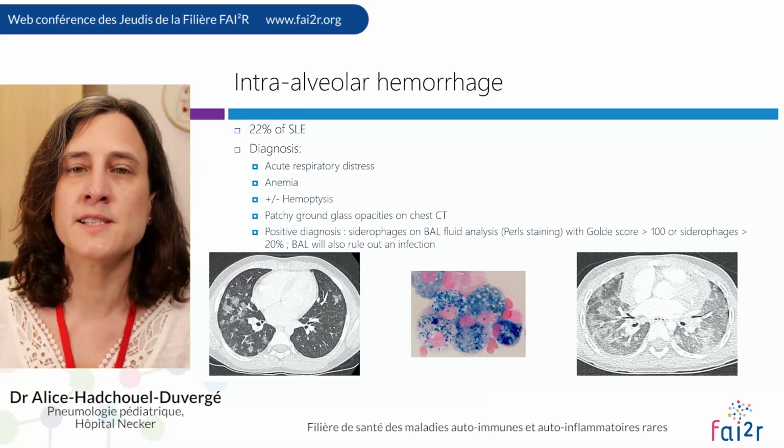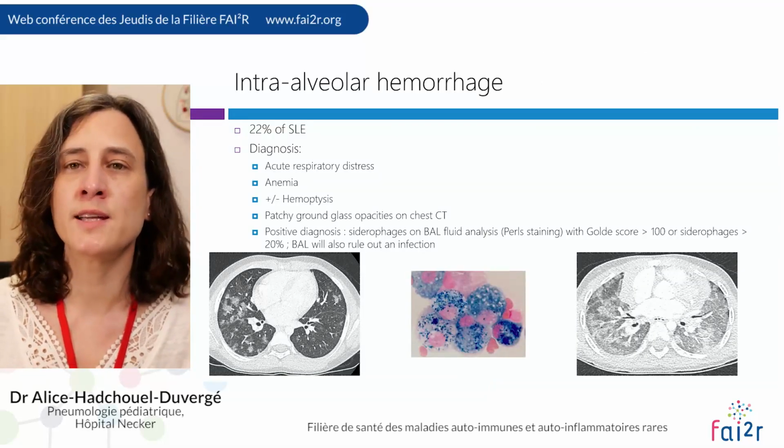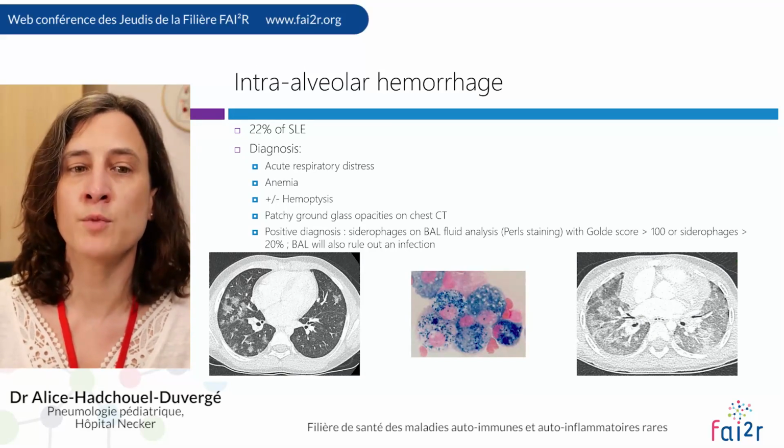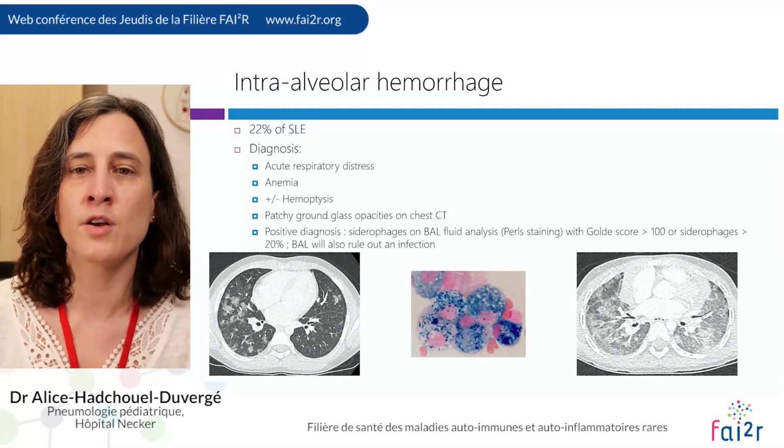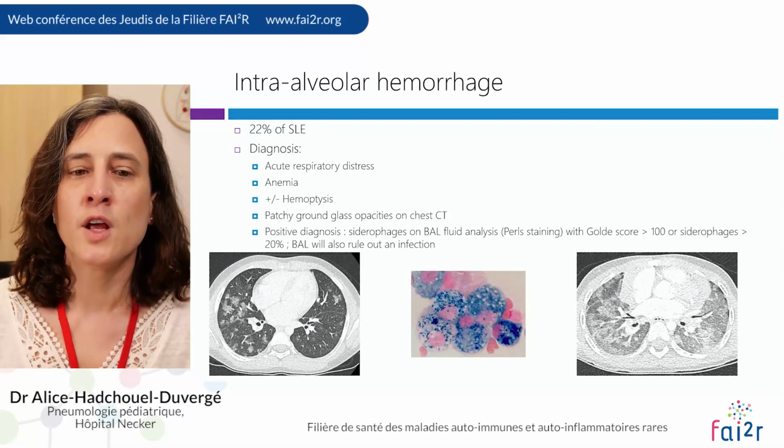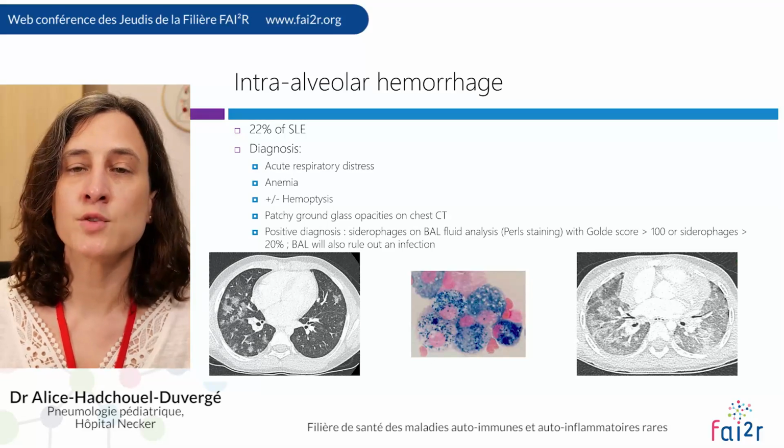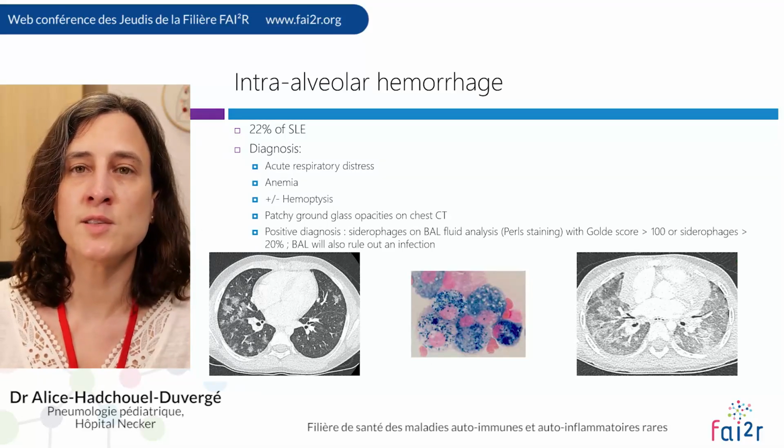The other manifestation of systemic lupus erythematosus is intra-alveolar hemorrhage. This complication affected 22% of the French cohort, which is quite frequent. The diagnosis is made with the following clinical presentation, which is an acute respiratory distress associated with anemia. Hemoptysis is not constant.